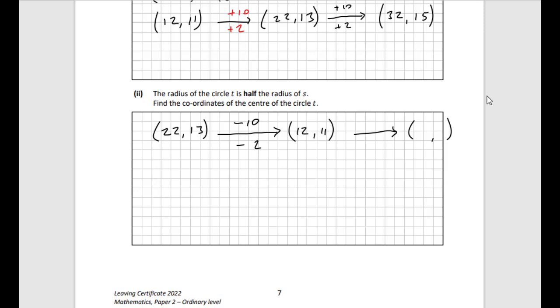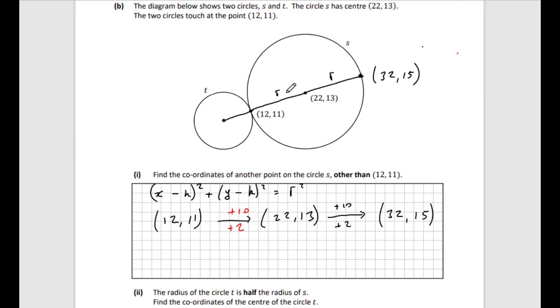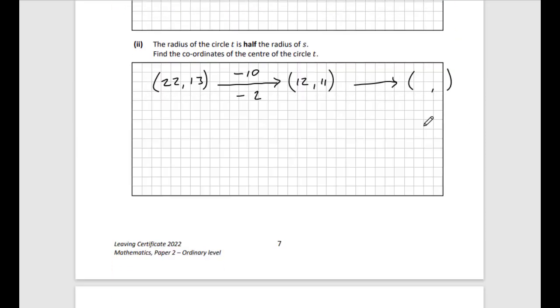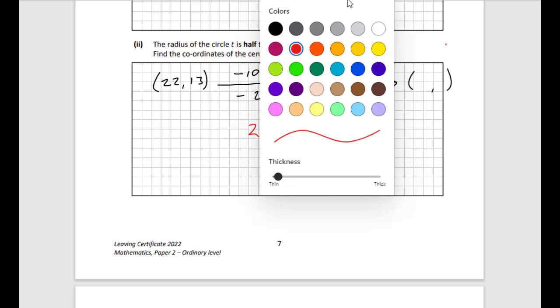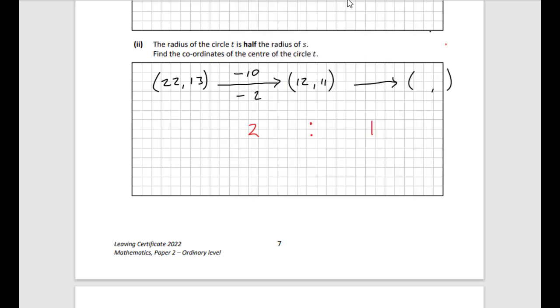Now, what do we know? We know that the radius of the bigger circle here is twice the radius of this circle here. So it's in the ratio 2 to 1, if you like. So what we're doing here is looking at the ratio 2 is to 1. So what we need to do then is not subtract 10, but subtract 5, half of it. Not subtract 2, but subtract 1.